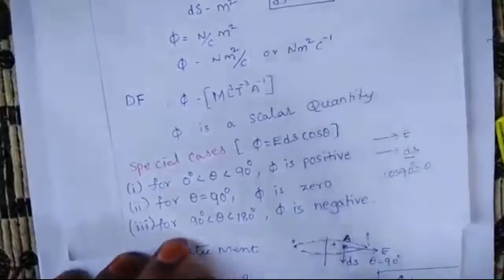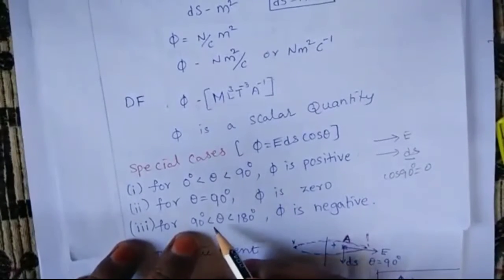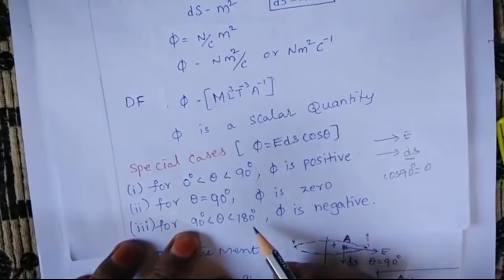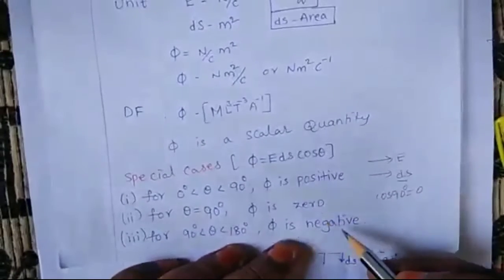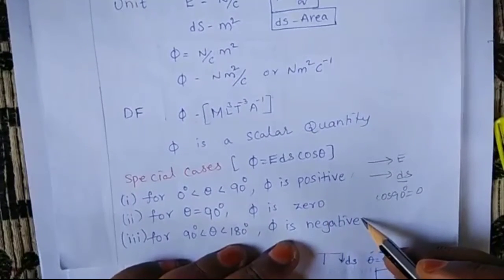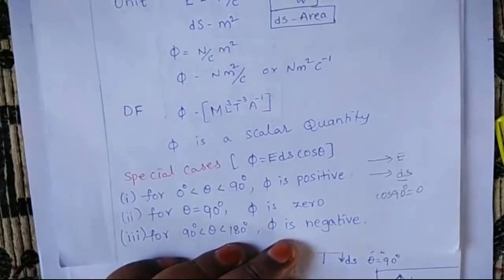Then the third case, for 90 degrees less than theta less than 180 degrees, phi is negative.